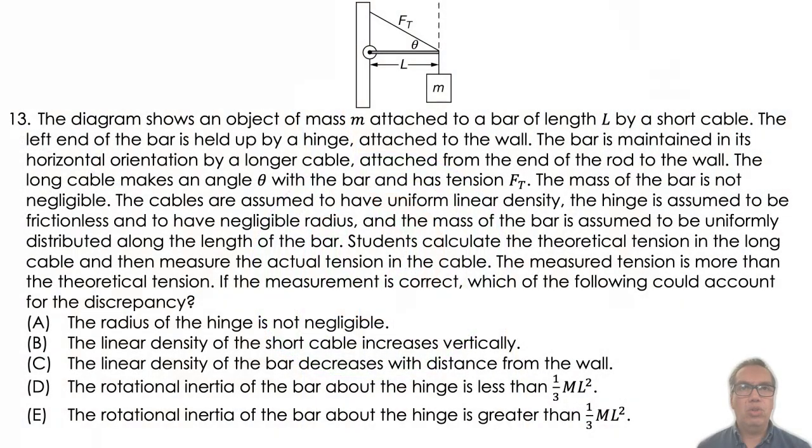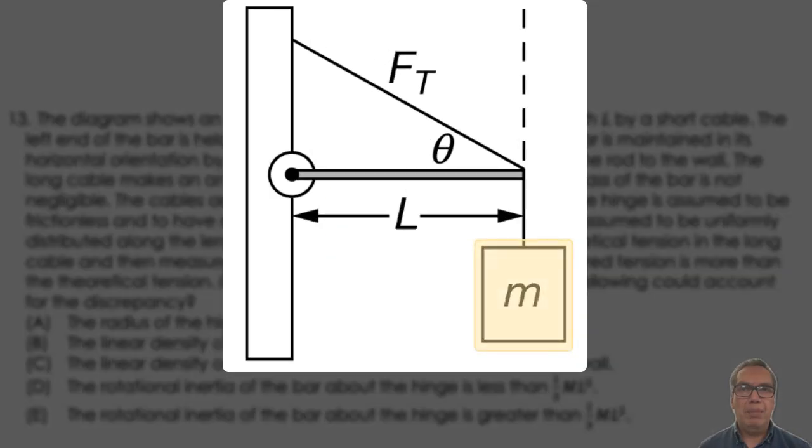The diagram shows an object of mass m attached to a bar of length L by a short cable. The left end of the bar is held up by a hinge attached to the wall. The bar is maintained in its horizontal orientation by a longer cable attached from the end of the rod to the wall. The long cable makes an angle theta with the bar and has tension Ft.